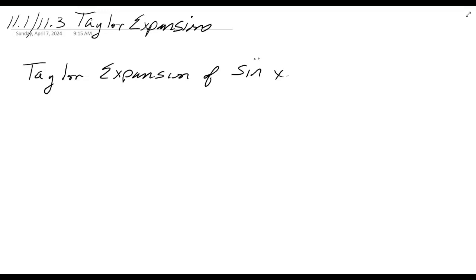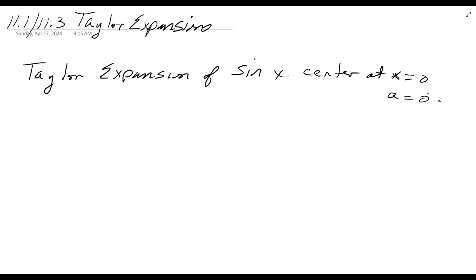So to do this, you have to center it somewhere. We're going to keep this one easy, and we're going to center it at x equaling 0. So what that means is my a is going to be 0. Of course, a equals a, but let's do a equals 0. So basically we're doing a Maclaurin series for sine x. What is the Maclaurin polynomial that matches sine x?